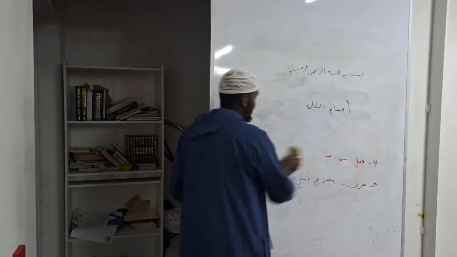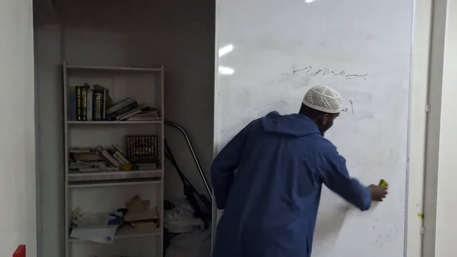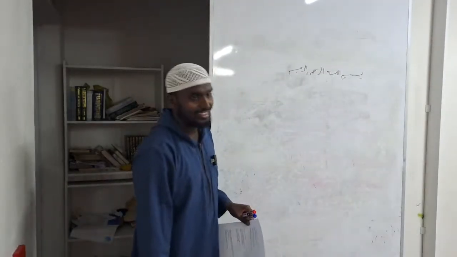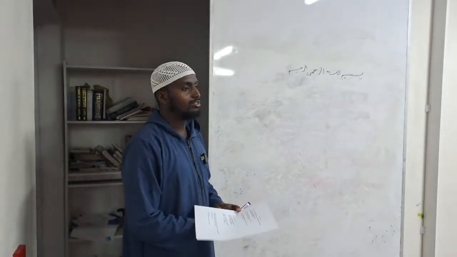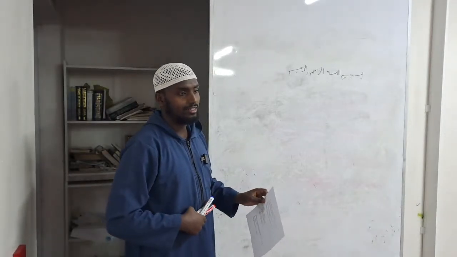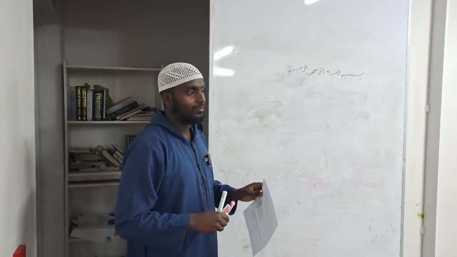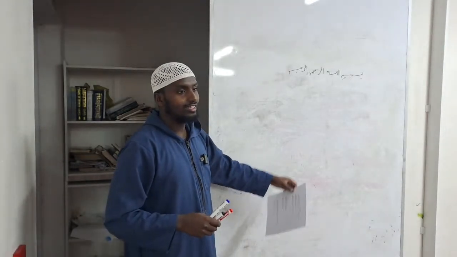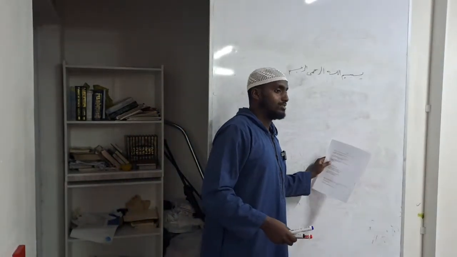Last week we did a type of ism. When we said hada, what type of ism is it? Ismul ishara. And then we did also a type of ism which you ask a question with, ma and man. Those are called ismul istifham. And the hal is not an ism, but it is a harf. So it is a harful istifham. طيب. There are signs also.